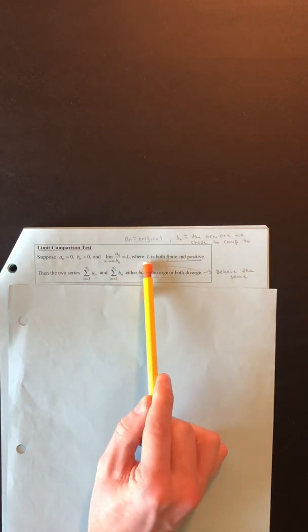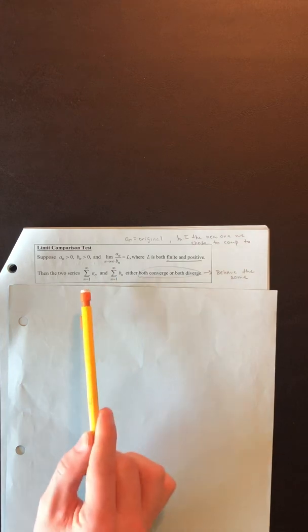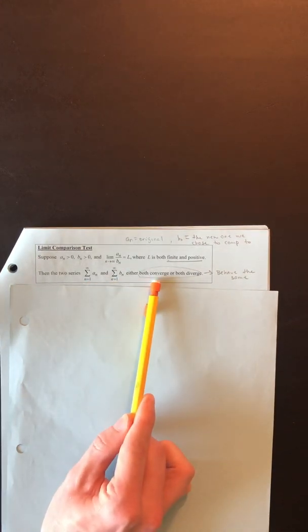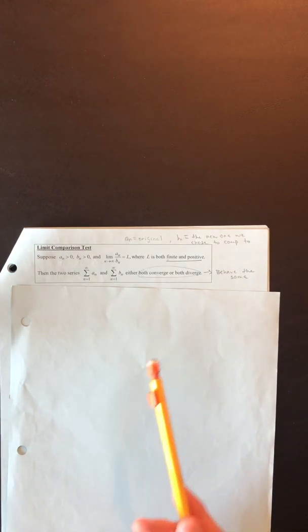As long as you get something that's finite and positive, then, let's read it, the two series are going to either both converge or both diverge. I like to think about it as they're going to be the same. They're going to both do the same thing. They're both going to be finite and converge, or they're both going to be infinite and diverge.